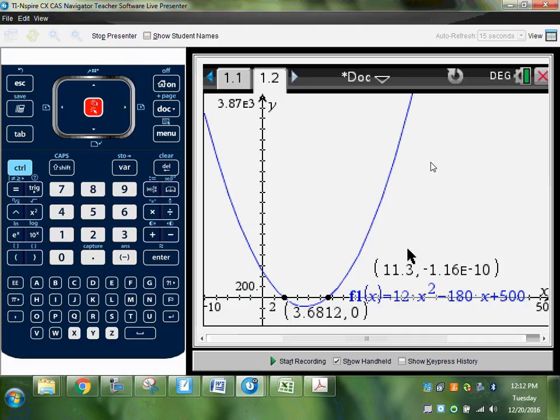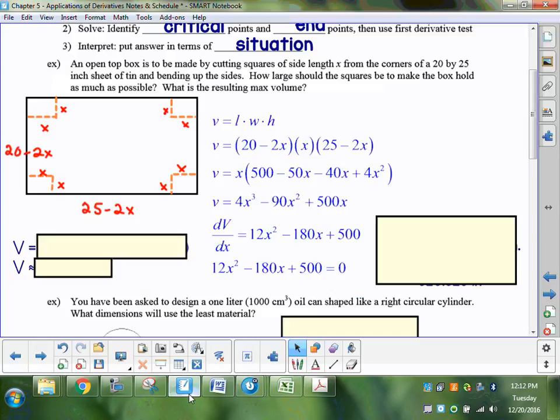Go back to the original. If you made this, you're cutting squares out of side length 11.3. What's the problem? What's one of your side lengths? 20 minus 2x. Yeah, so 20 minus 2 times 11 and change makes me have a negative side length. Can that happen? Nope. So you've always got to look for both of them.